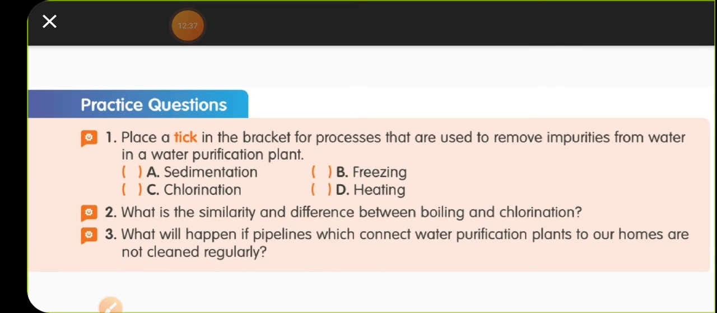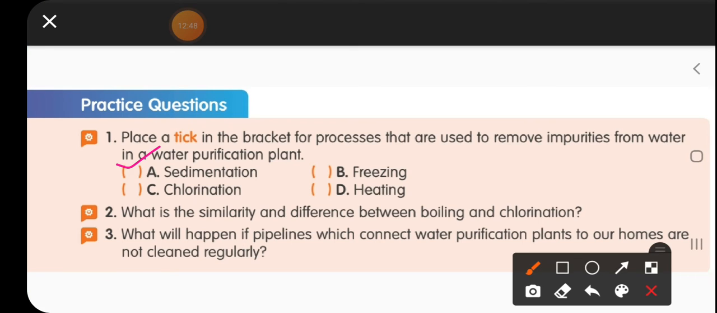Okay, so now let us see the practice questions, children, in the textbook. Please tick in the brackets the processes that are used to remove the impurities from water in the water purification tank. Sedimentation is done, chlorination is done.